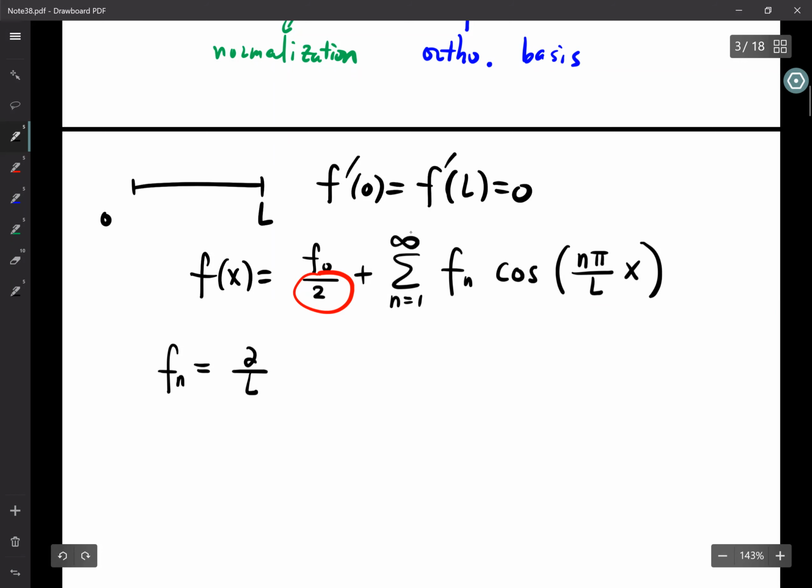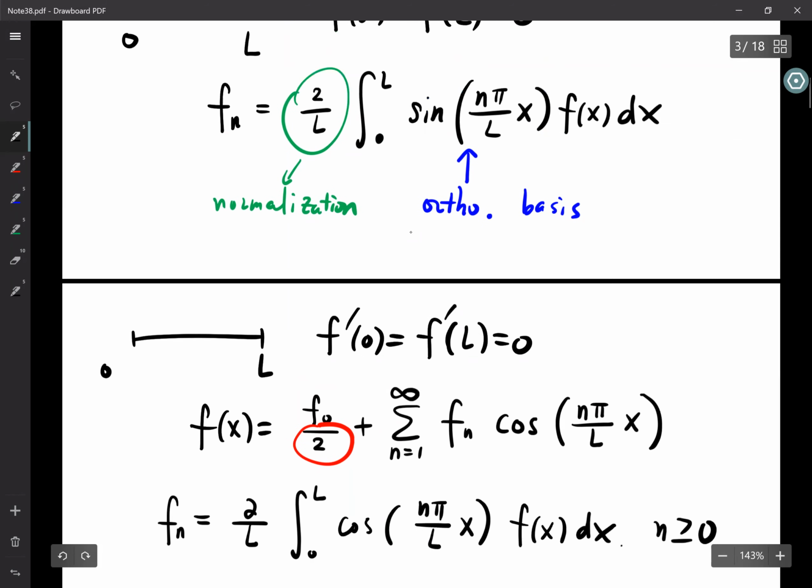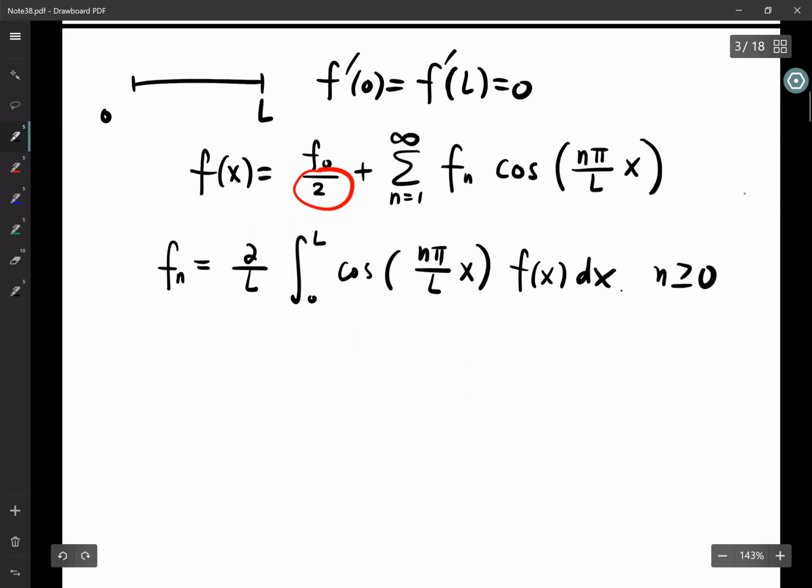Then I can use a unified formula. So this is 2/L, integral from 0 to L, cos(n pi x / L) f(x) dx. Here n can be anything, any integer that is bigger than or equal to 0. And before, if you take n equal to 0, sine becomes 0, so that's not an eigenvector. So n must start from 1. So this is what we learned last time, which is the sine transform and the cosine transform.